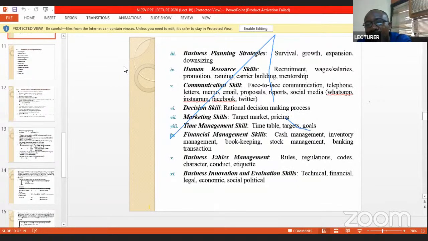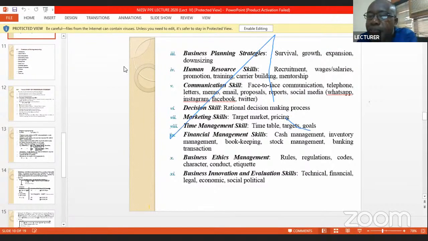But if you diversify your investment, when there is no cash, you will have other means of survival. We have inventory management. For those of you who remember, when you are managing inventory, there are three sets of inventory to manage. The raw materials, work in progress, and finished products.